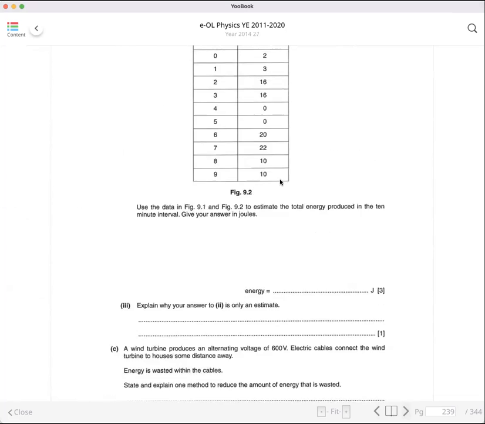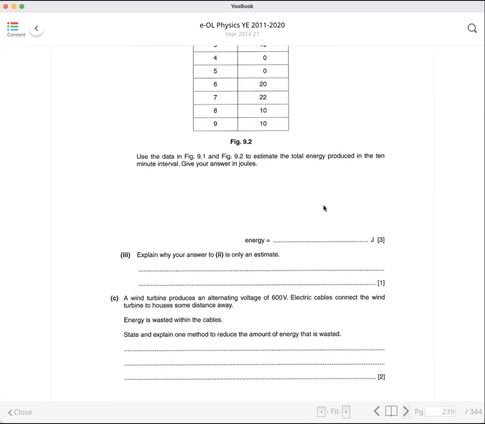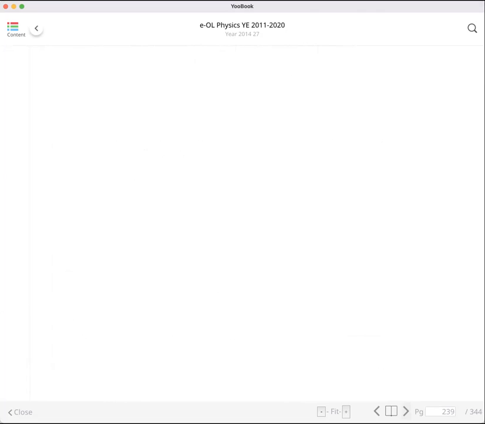But why is it an estimate? It's because the wind speed is only captured in 1 minute intervals. This 2 does not stay as 2 for the whole 1 minute. It just happened to be captured at that moment. So this whole data will just be an estimate of the whole thing. Of course, the more points you have, the more accurate it is, but you'll still not be 100% accurate because the sampling is based on that point, not the whole minute. Is that clear? Okay, let's continue.